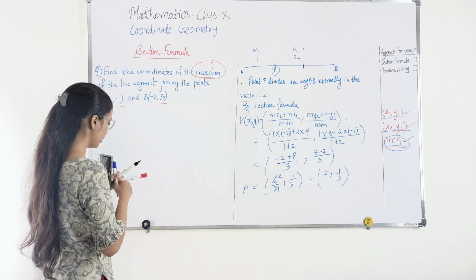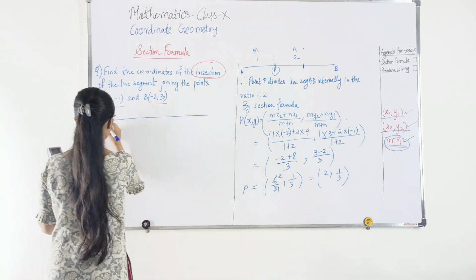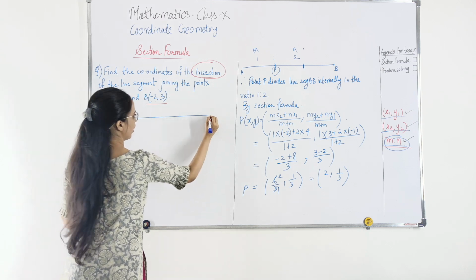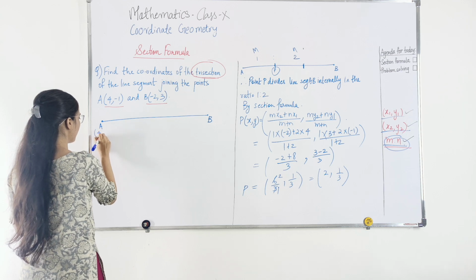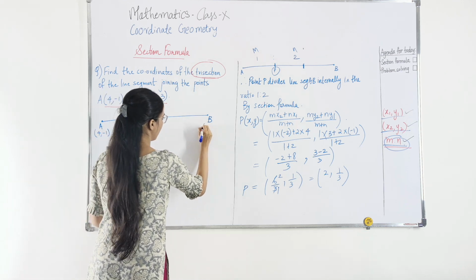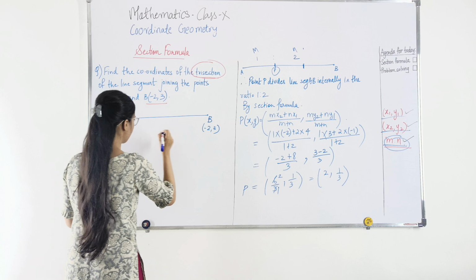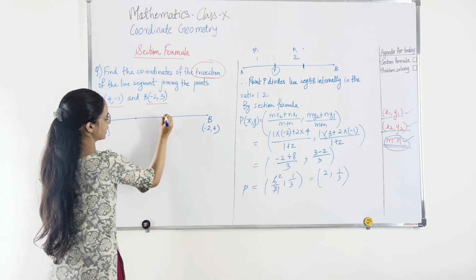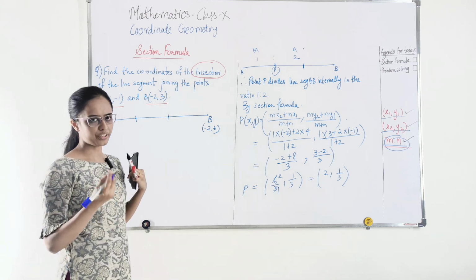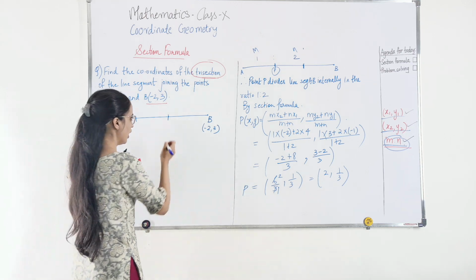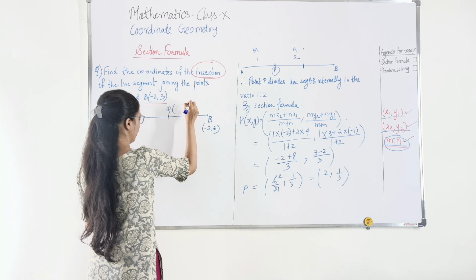So again, I will draw the line AB with coordinates 4, -1 and -2, 3. And these are the 3 equal parts. Now this time, since I have already calculated the coordinates for P, I would be just focusing on Q.